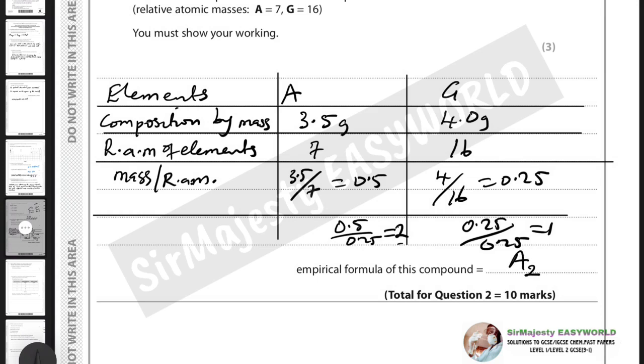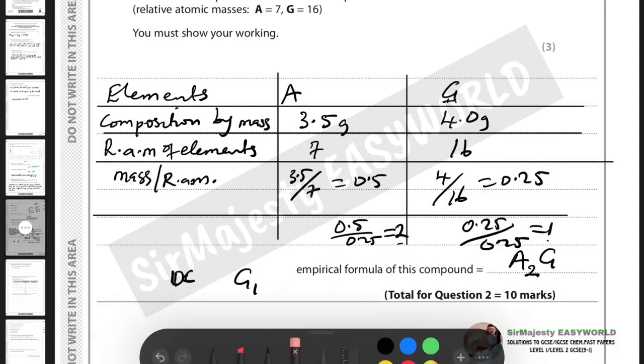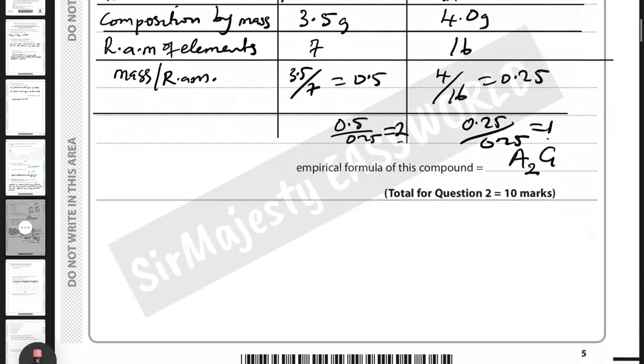We write A2. Under G, we got 1. We just write G. So the empirical formula is A2G. Remember, if you say G1, it doesn't make sense. In science, we don't write 1x, we just write x, such that the coefficient of x is already 1. So we cannot write G1 in this way. So it is A2G, that is the empirical formula of the compound.